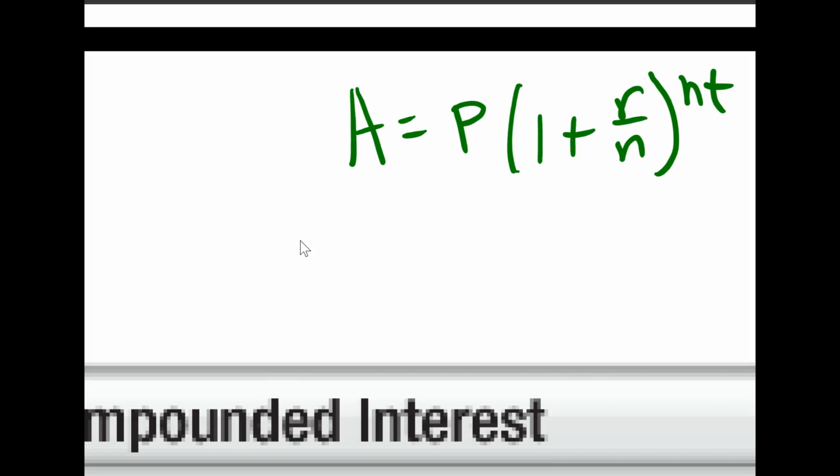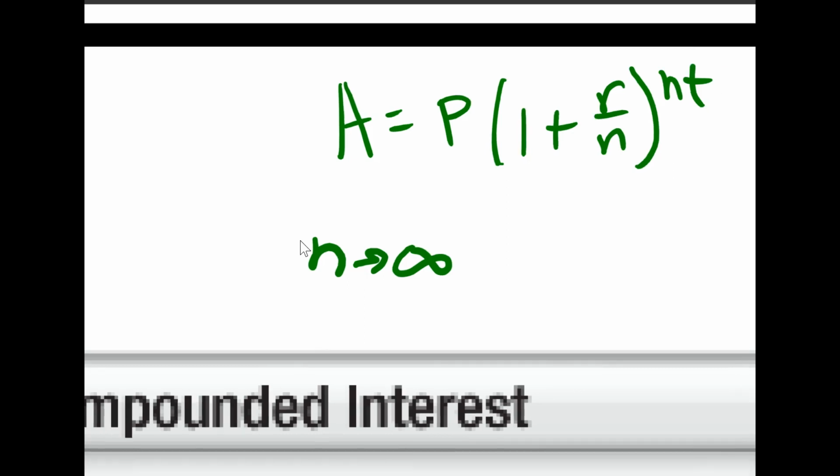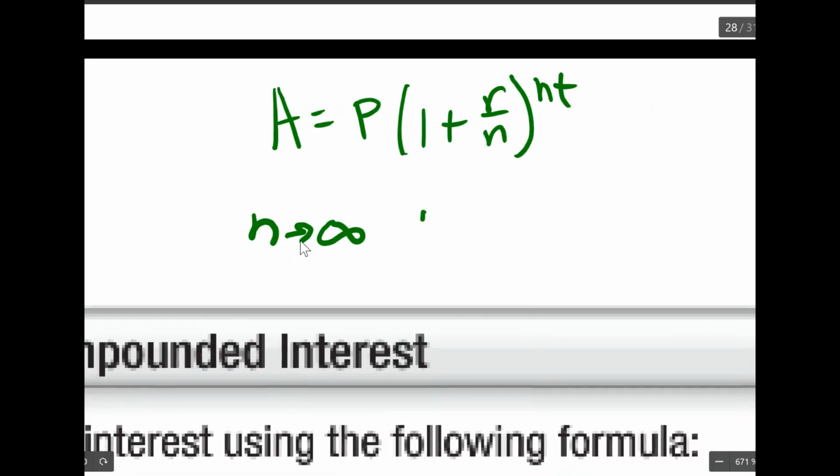All right, so my point is, what if we're not just compounding interest every second? What if it's every microsecond, like an infinite number of times per year? So this is if n goes to infinity, meaning I'm continuously compounding. I'm not letting there be any space between the compounding. If it's continuous, then this goes to A equals P times e to the rt.